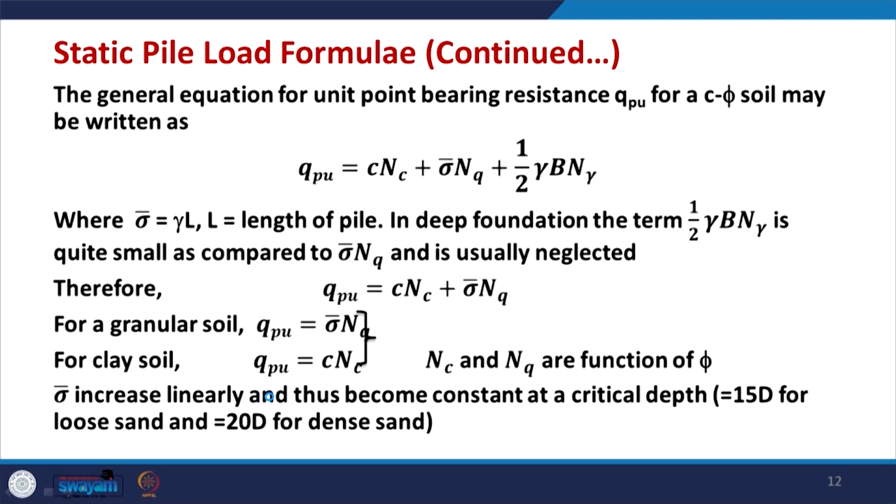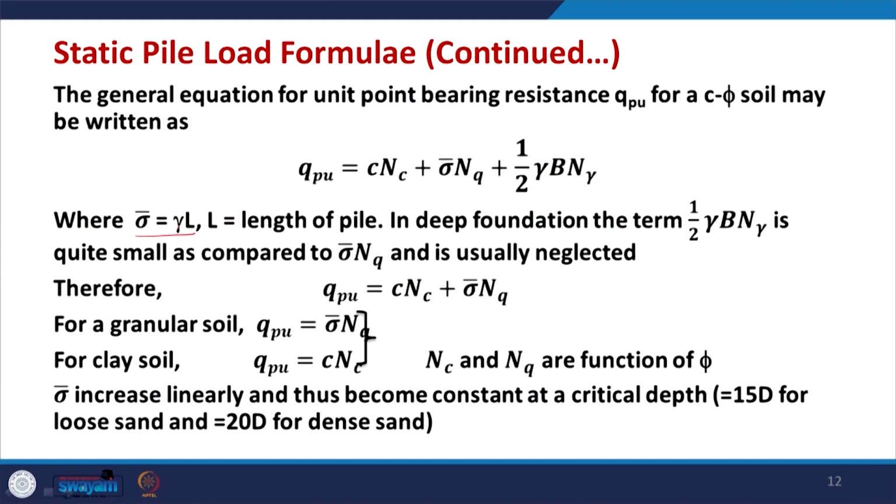As far as the point bearing action is concerned, the unit point bearing resistance QPU for a C-phi soil may be determined from this equation, which is the ultimate bearing capacity equation: C Nc plus sigma bar Nq plus 0.5 gamma B N gamma. One thing we need to understand is that this equation is basically for shallow foundations. We can use this also for deep foundations, or let us say pile foundations, but we need to simplify it for the pile foundation.